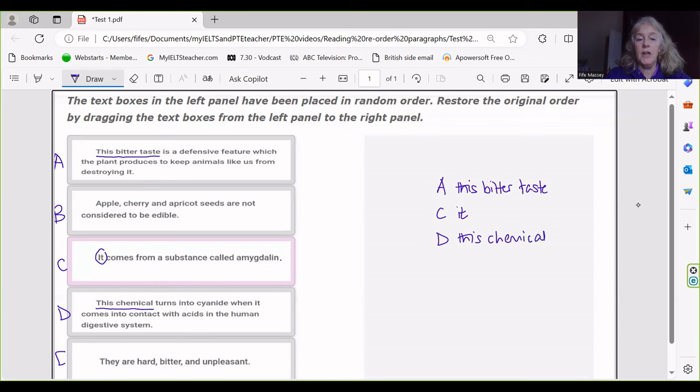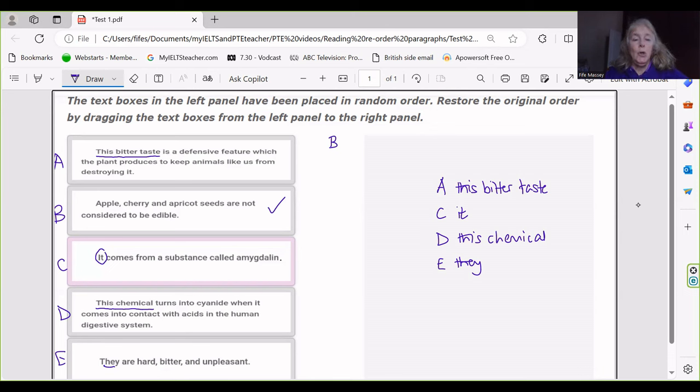And then finally check sentence E. They are... they. What are they? I don't know. So that has now helped me understand that sentence B is my first sentence. It was the only one I couldn't find a reason to eliminate, and all of the others have a very strong reason to say why they're not the first sentence.